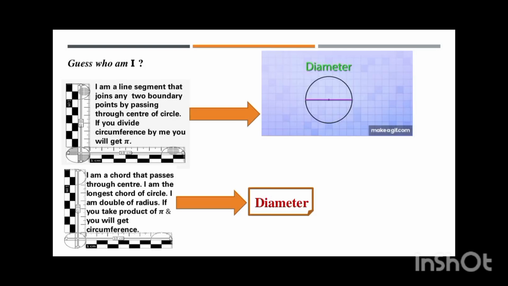Okay. That's why: I'm the distance from the center to any boundary point of a circle. I'm always unique. I am the measurement of radial segments. So the measurement of radial segments is definitely the radius.